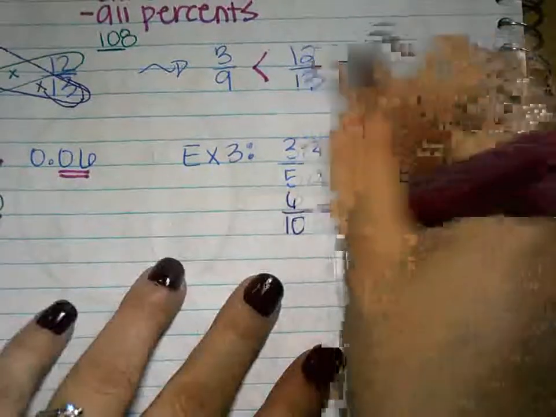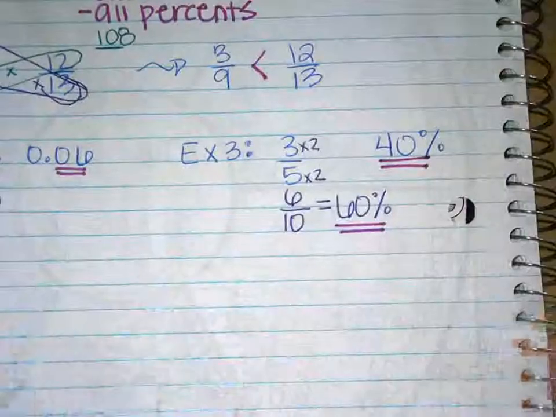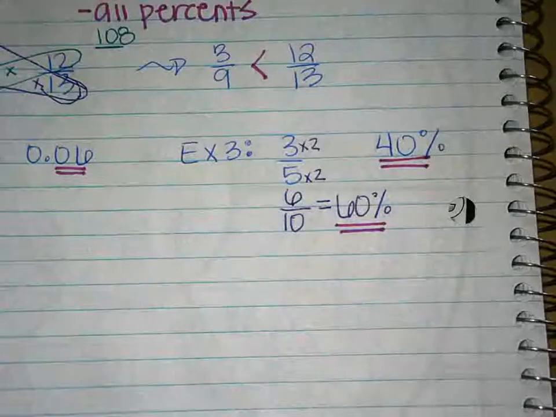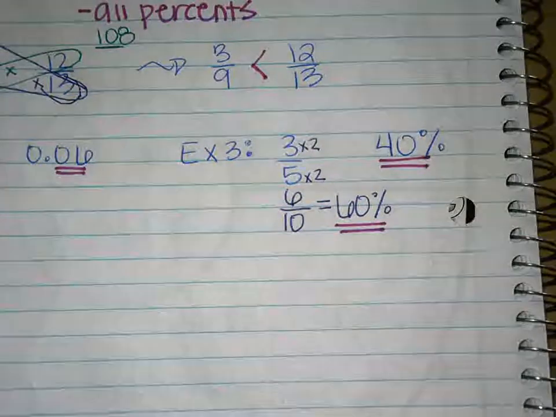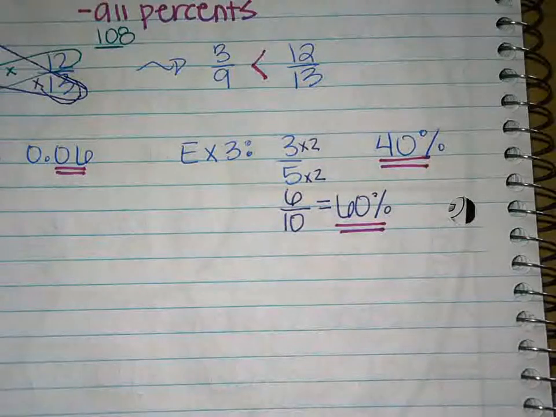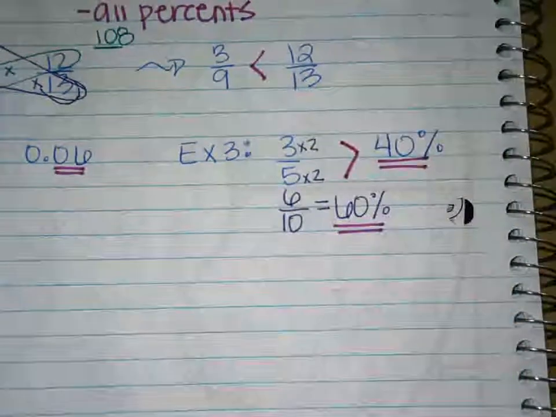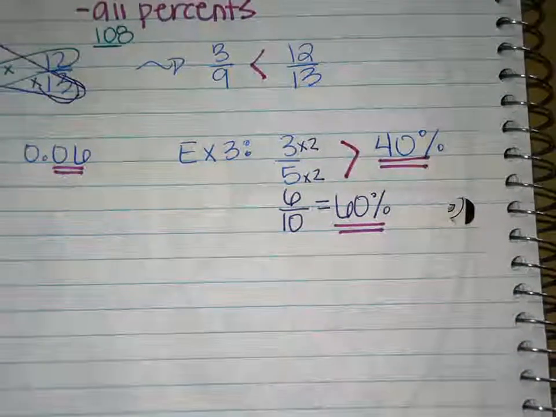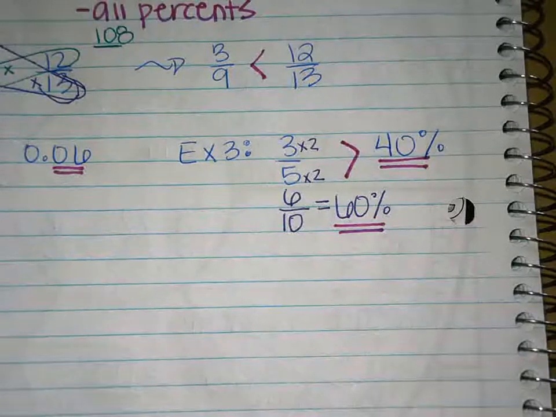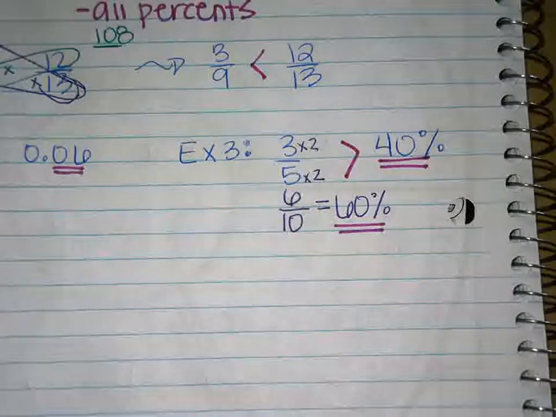So I'm now comparing 60% and 40%. So do I put a greater than sign, a less than sign, or an equal to sign? Greater than, because we'd rather have a 60% over a 40%, even though we'd rather not have either of those grades, right? Okay, good.